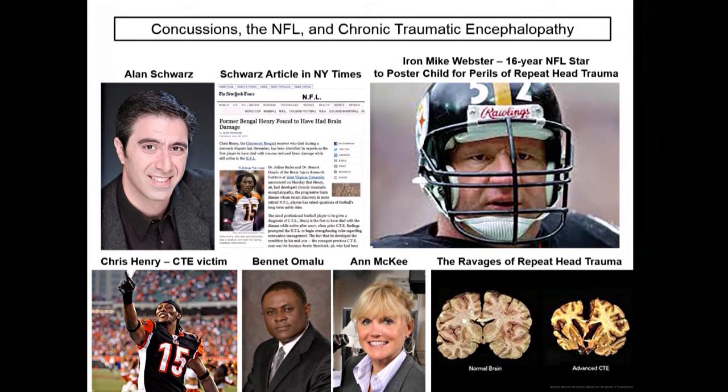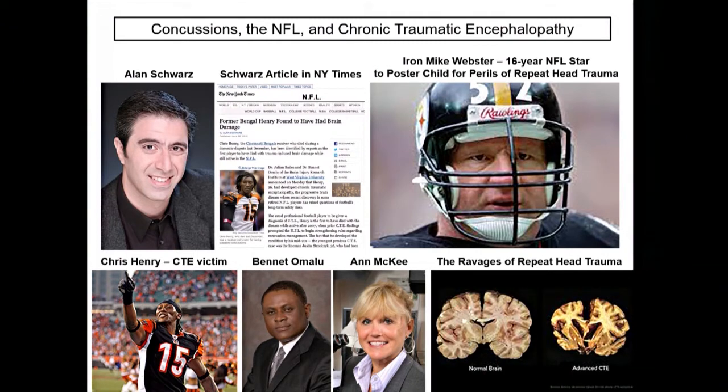So this is now Bennett Omalu, who was portrayed by Will Smith in the movie Concussion. Bennett Omalu was the first one to discover this syndrome in athletes. He first discovered it by doing an autopsy on the brain of Mike Webster, this football player here, who suffered from profound dementia later in life.